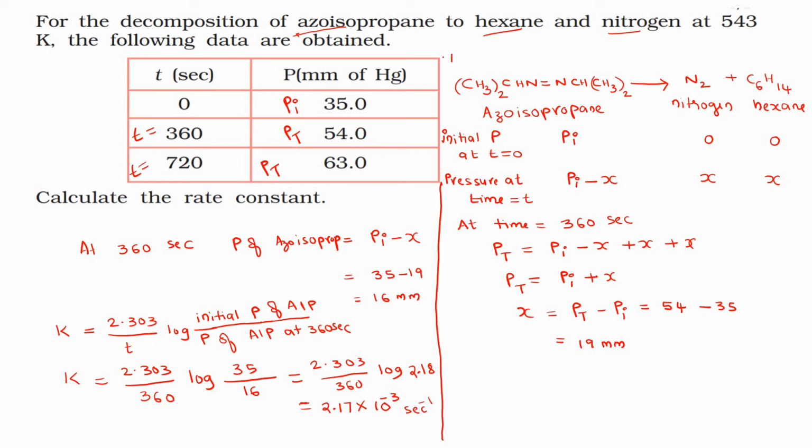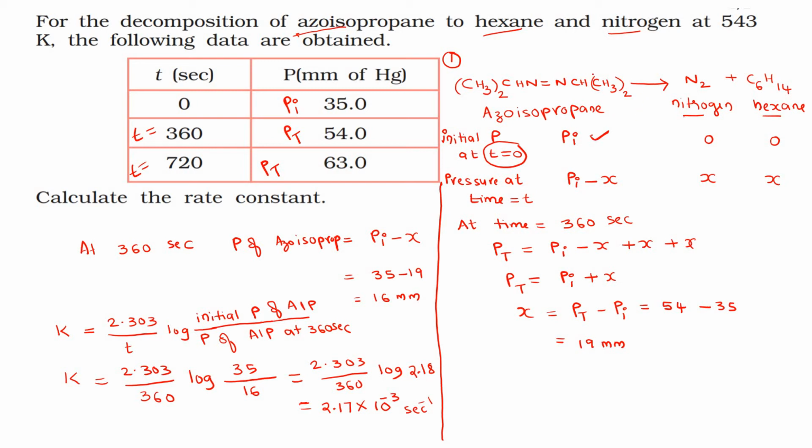First of all, I am taking this one. So this is the structure of azoisopropane, but no need for us. So azoisopropane on decomposing gives nitrogen and hexane, right? Now at T equal to 0, you are calling this one the initial pressure. At that initial stage, there is no product, so take 0 atmosphere. Or if they have given mm pressure, you can take mm pressure here. Now the pressure at T equal to T, actually 360 is given. You can take 360, but for all equations we get the same thing.